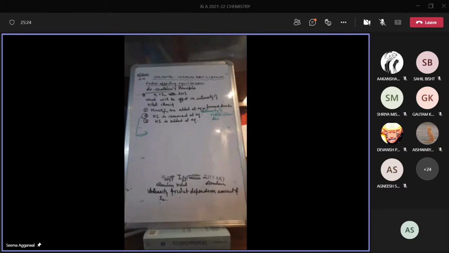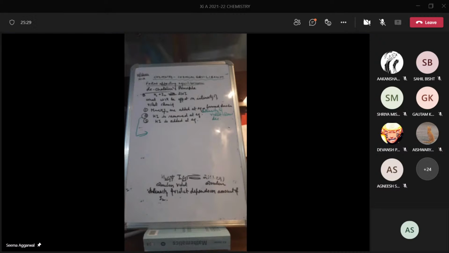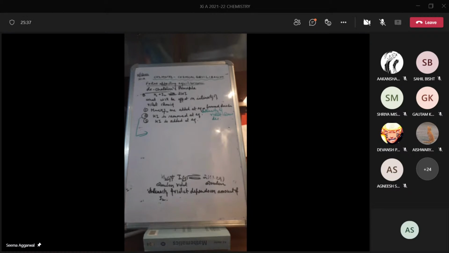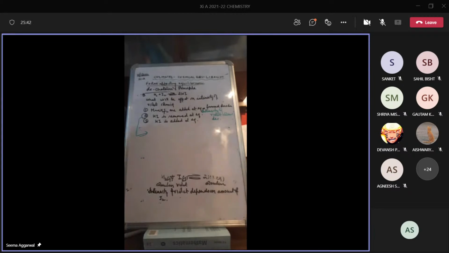Okay, so what will be the effect on intensity of violet color? Second part. Yes, I asked a student, Sanket, Sayam, Sahil. All: Ma'am, it will decrease. Intensity of violet color will decrease.